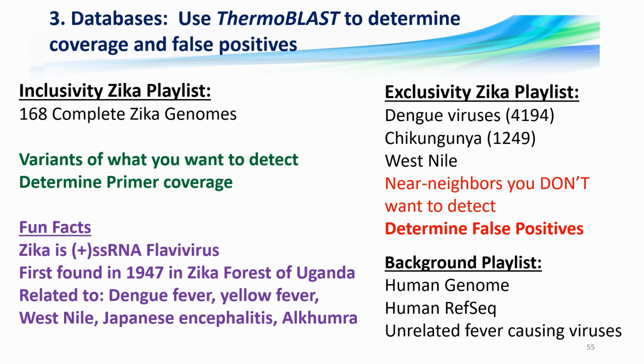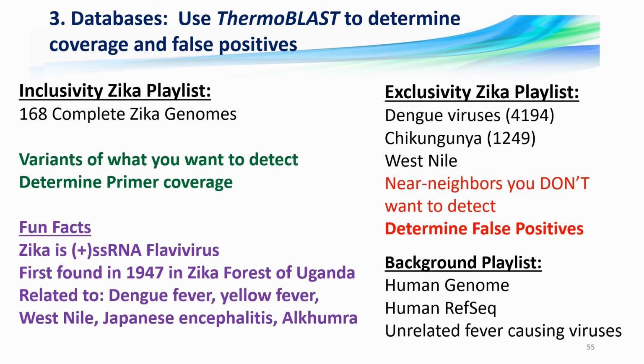We call that the inclusivity list. We'd also like to make sure that our diagnostic does not amplify genomes of near neighbors and give a false positive. So in this case, near neighbors, we would put them into a list called the exclusivity list. This would be a collection of viruses that are either phylogenetically related to the Zika virus, or are so-called near neighbors, or present similar symptoms in the clinic and hence are likely to be in a sample that would give a false positive.